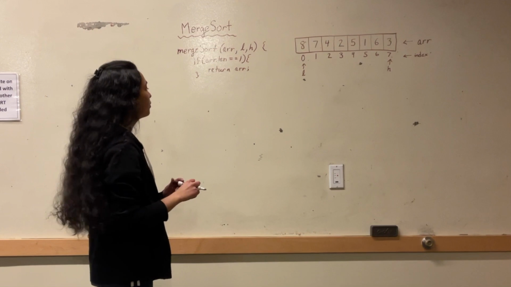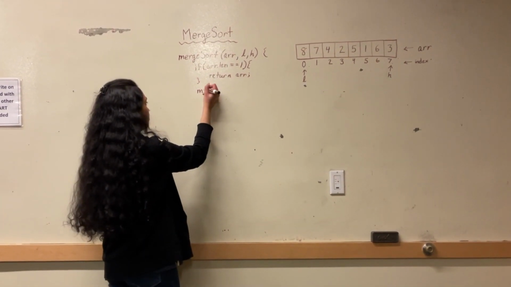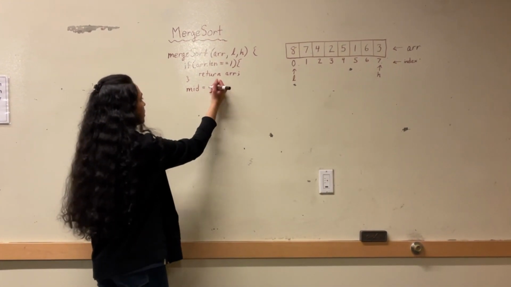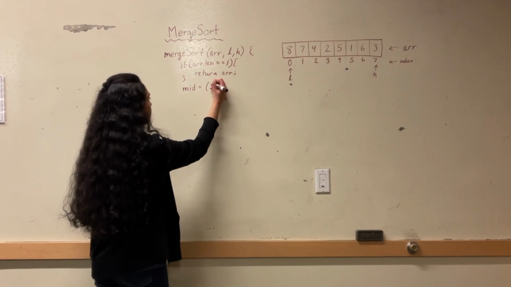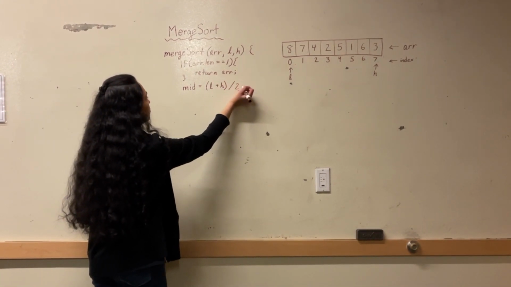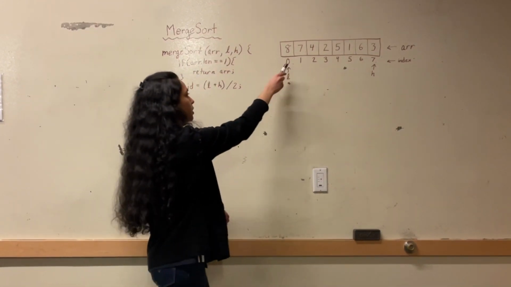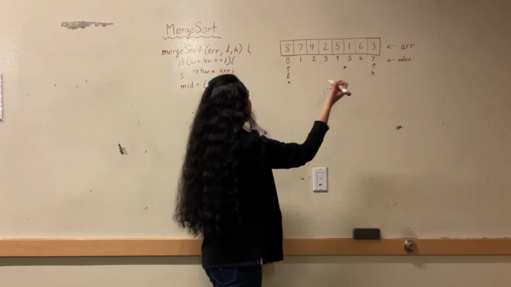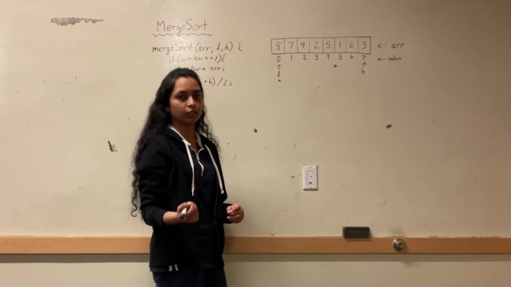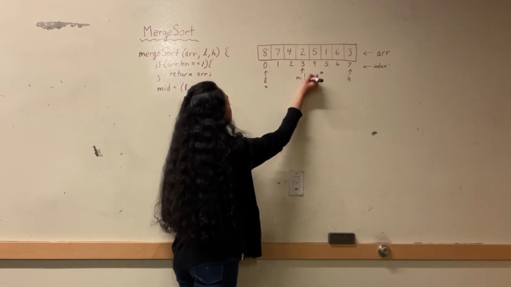Next, if the length of the array is greater than 1, then we're going to find the middle value in the array. So we're going to just do low plus high divided by 2. And so in this example, low would be 0, high is 7, and so low plus high would be 0 plus 7, which is 7, divided by 2, with integer division, that's 3. So mid would be at index 3.